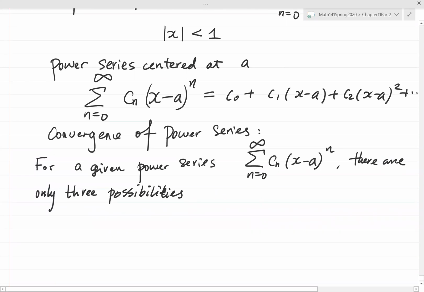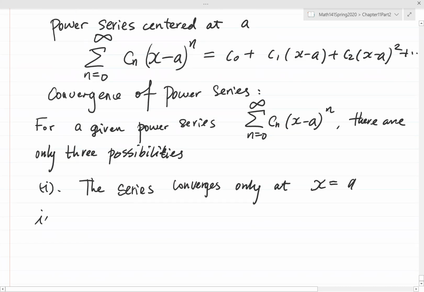The first one: the given series converges only at the point a. It converges only at one point, x is a.